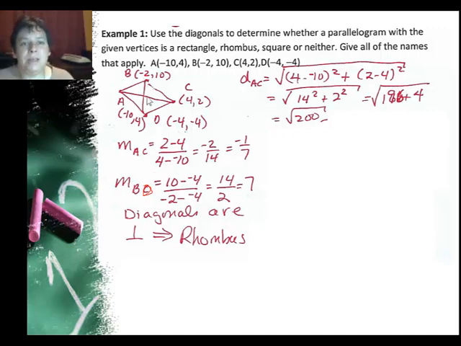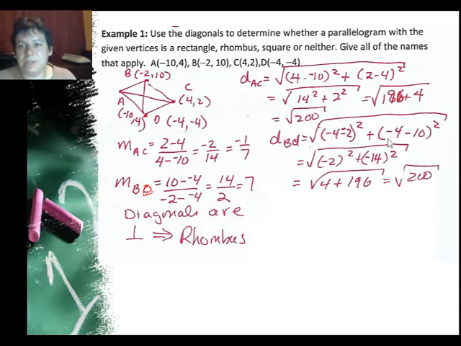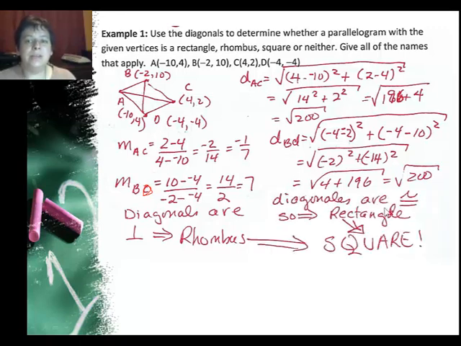Now I'm going to find the length of diagonal BD. Use the same formula, and in this instance, even though it's two different points, I got the same answer. Since the diagonals are congruent, it has to be a rectangle. Since it's both a rectangle and a rhombus, this also qualifies as a square.